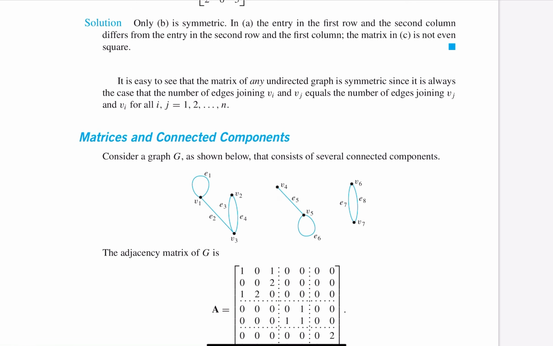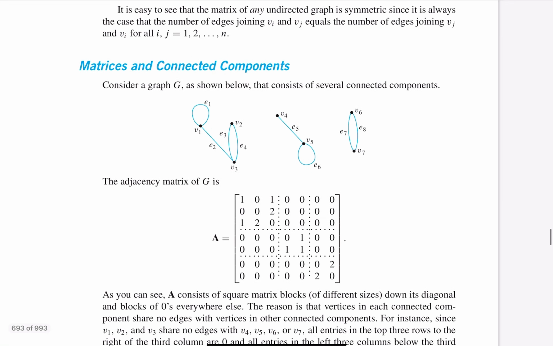Matrix and connected component. Here, if you check that graph, they are not connected here, okay? They are separate. But still, we can build a matrix. Since you know how to graph, the first thing you have to do is count how many vertices we got. 1, 2, 3, 4, 5, 6, 7. We got 7. That's the first thing you have to know. It's a 7 by 7 matrix.